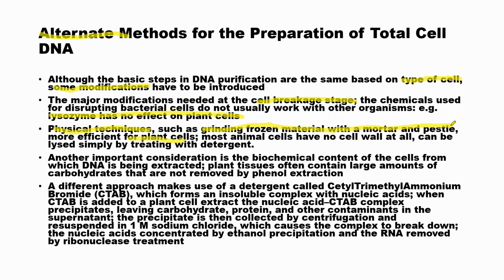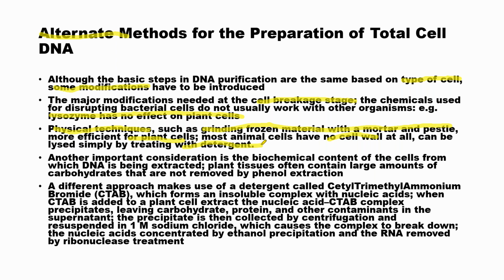Now, a plant cell is also having a cell wall. It is also having a membrane inside. Whereas most animal cells have no cell wall. So this is the peculiarity of animal cells. Most animal cells have no cell wall. Hence, they can be lysed simply by treating with a detergent.